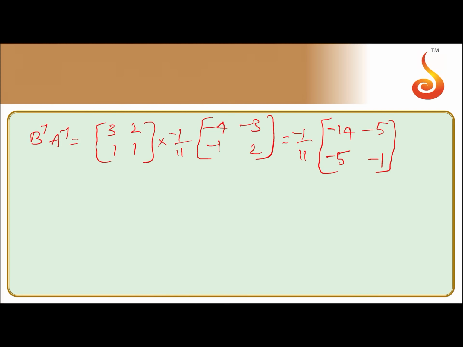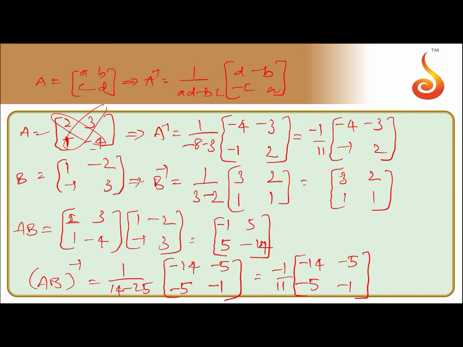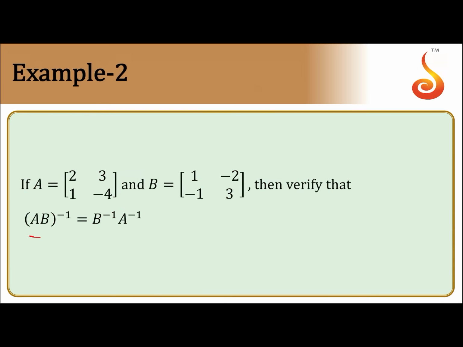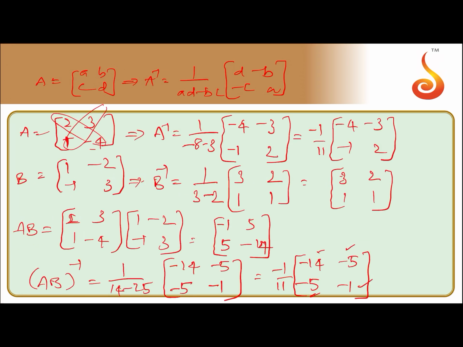Clearly, you can see that that is nothing but AB whole inverse. So minus 1 by 11, minus 14 minus 5 and minus 5 minus 1. Yes, same as it is. So therefore, we got AB whole inverse is equal to B inverse A inverse. So we have proved the concept in this one: AB whole inverse is equal to B inverse into A inverse. Okay, verification of the theorem.